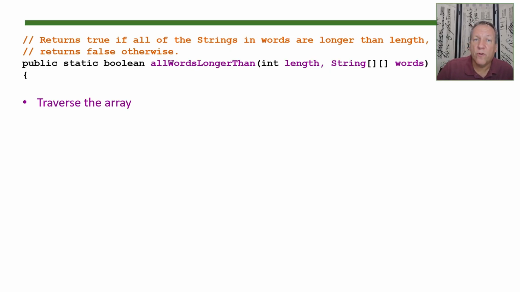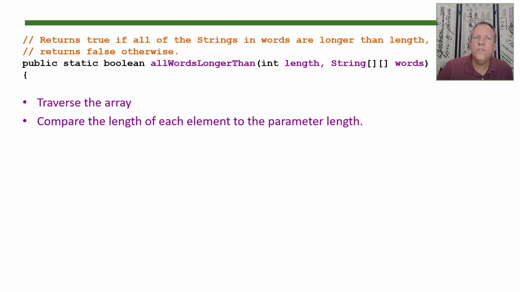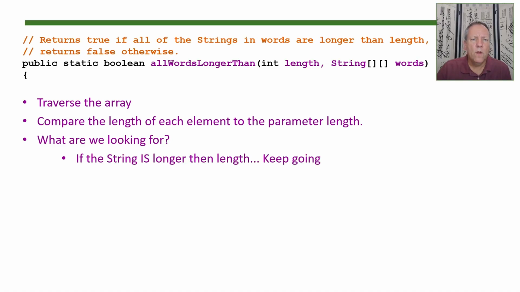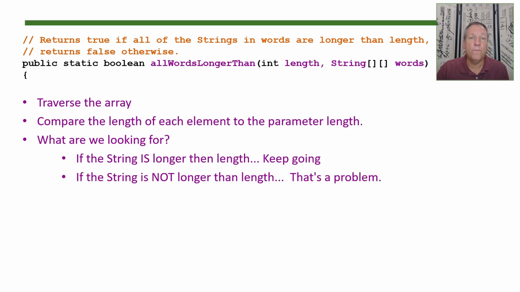Well, first we'll need to traverse the 2D array. And in this situation, order doesn't matter. We could do row major or column major order. Next, we'll need to compare the length of each string to the parameter length. Well, what are we looking for? Well, if the string is longer than length, then we should keep evaluating the other strings. There's nothing to do if we haven't found one that does not meet our criteria.